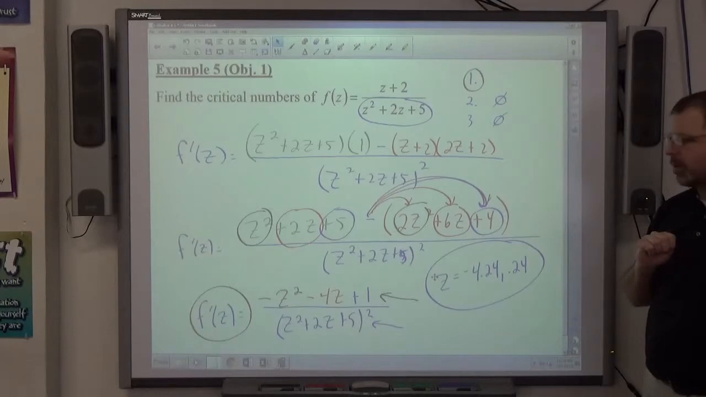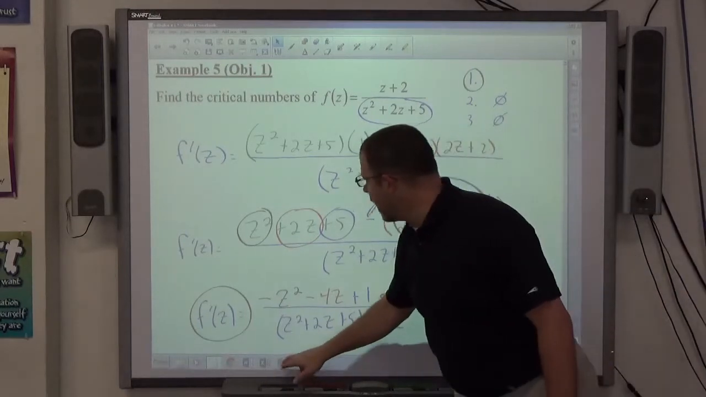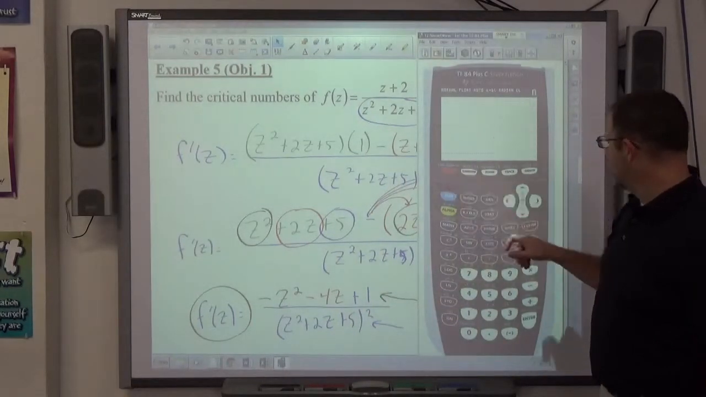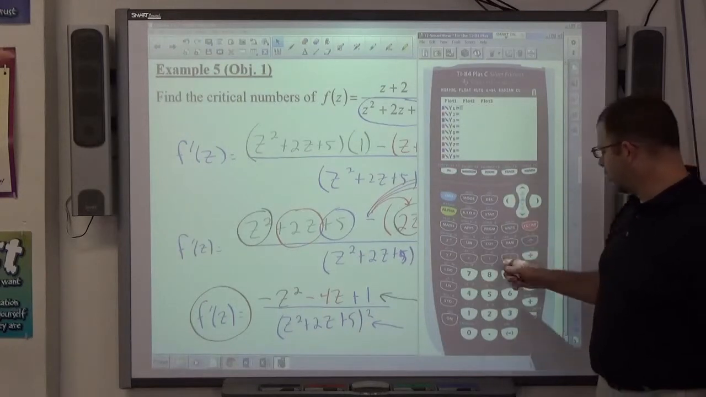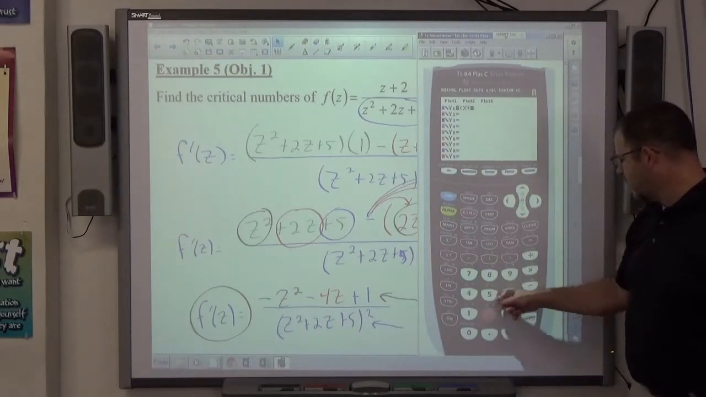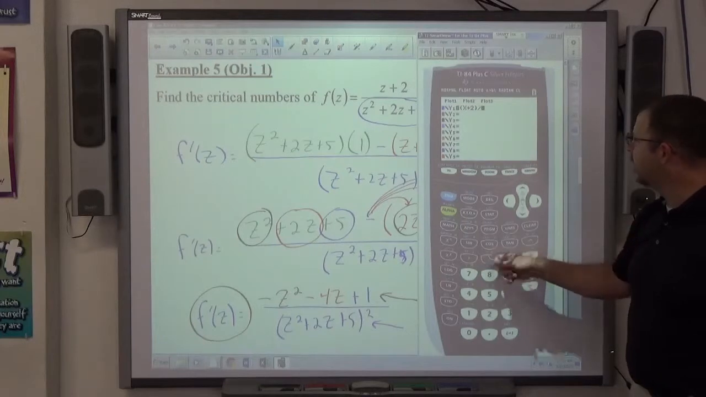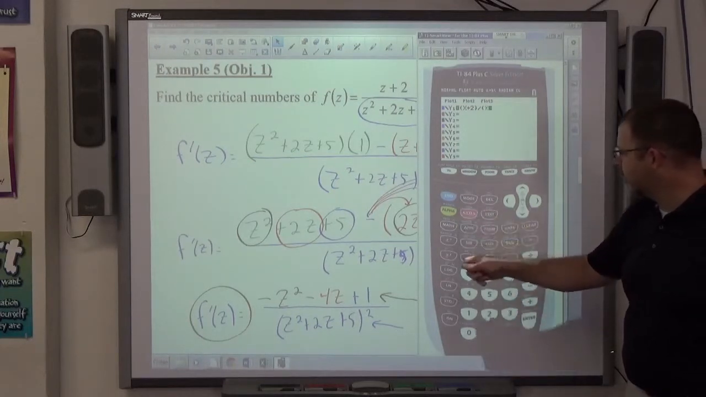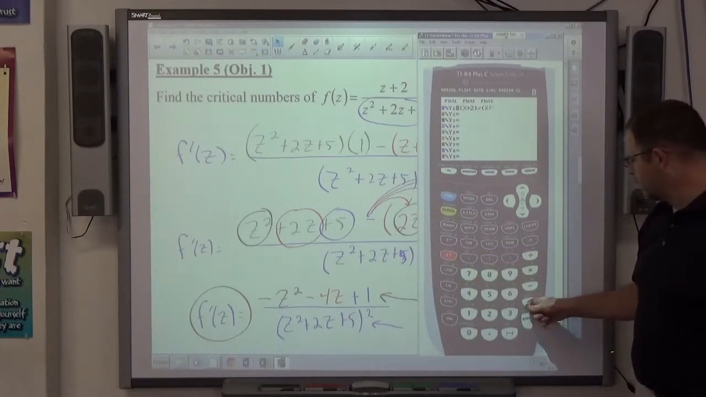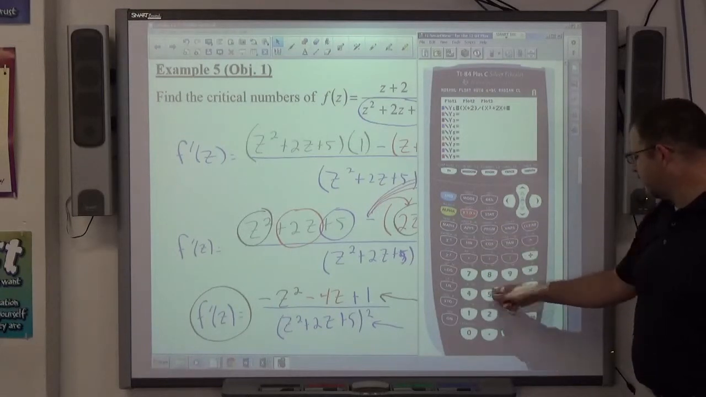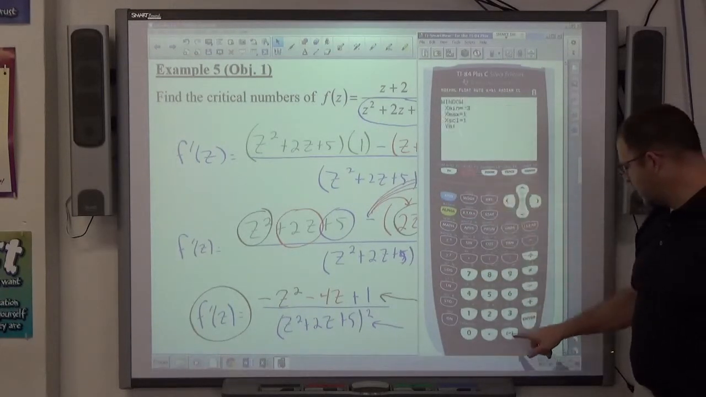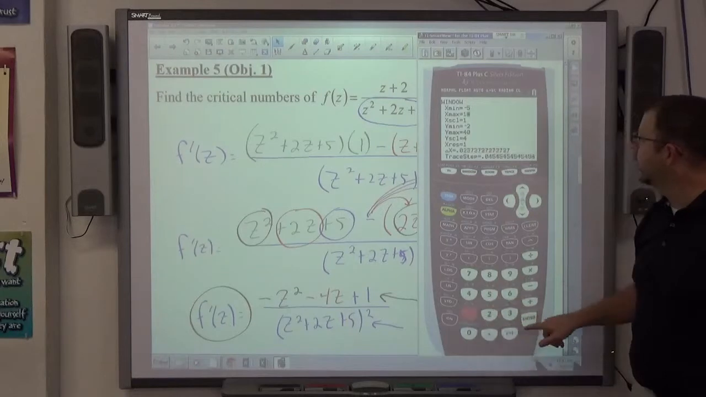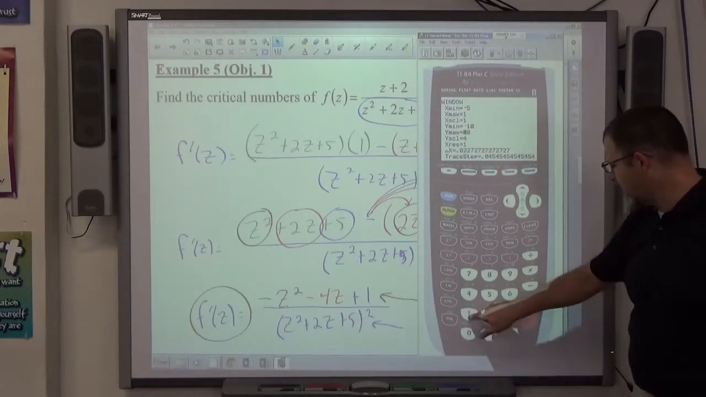There's my critical numbers. Again, if we want to compare that to the actual graph itself, this is for my instructional purposes only. You don't have to do this tonight. If it says find critical numbers, just find critical numbers. If it says graph, then you graph x squared plus 2x plus 5. I'm going to go from negative 5 up to 1. Let's go negative 10 to 10. Let's see what happens.